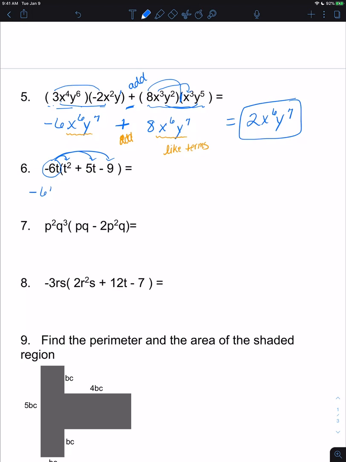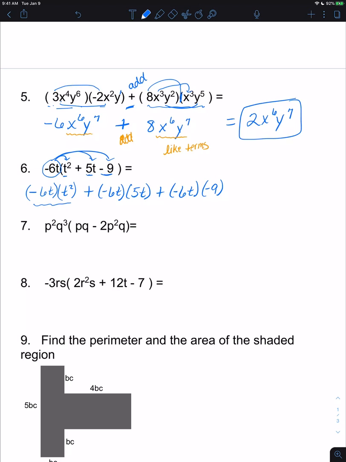So we're going to say negative 6t times this t squared, plus that negative 6t times the 5t, plus that negative 6t times that negative 9. Remember that sign goes with that number there on the end. All right, so each one.